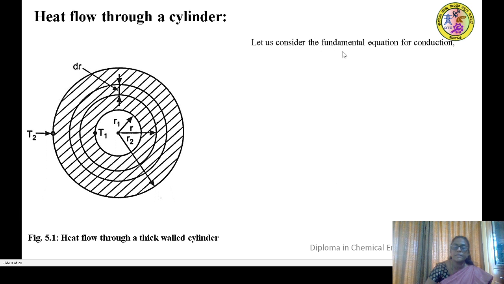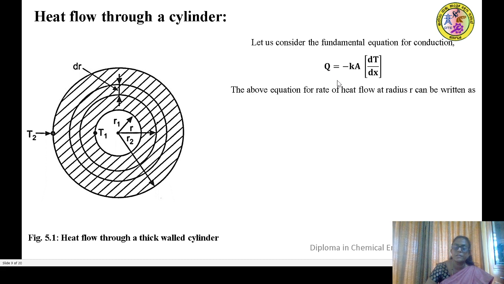So let us consider the fundamental equation for conduction. You know this is the Fourier's law equation. Q equals minus K A dT by dx. dT by dx is the temperature gradient, A is the area of heat transfer, K is thermal conductivity, and Q is the rate of heat transfer.